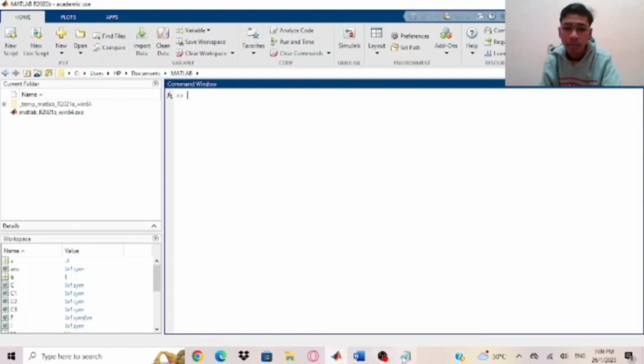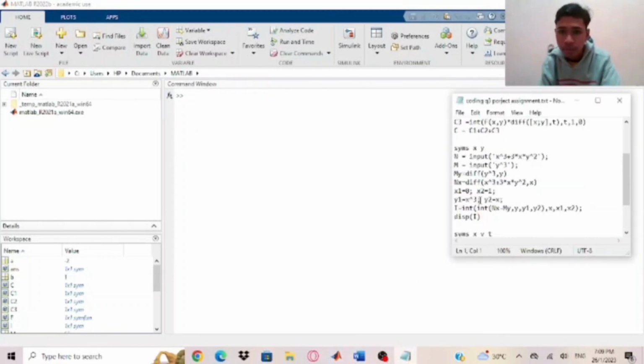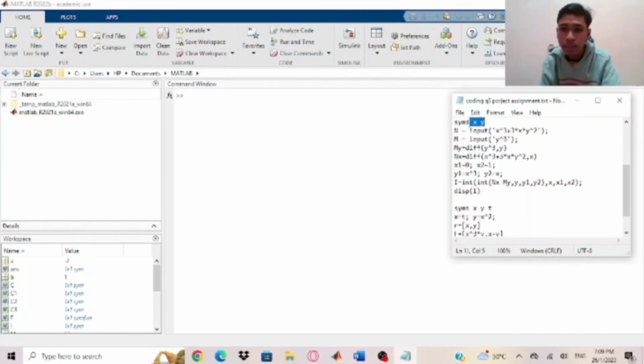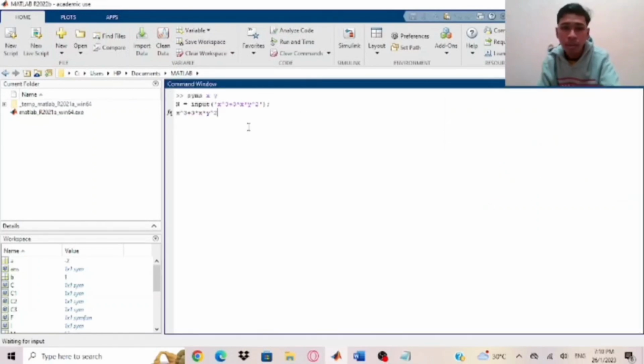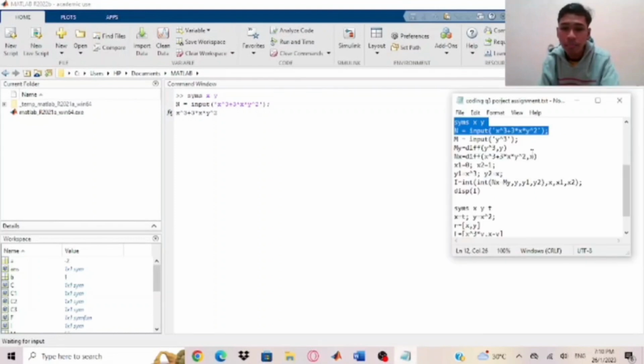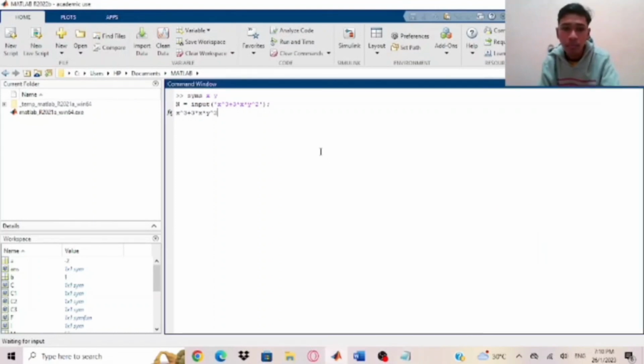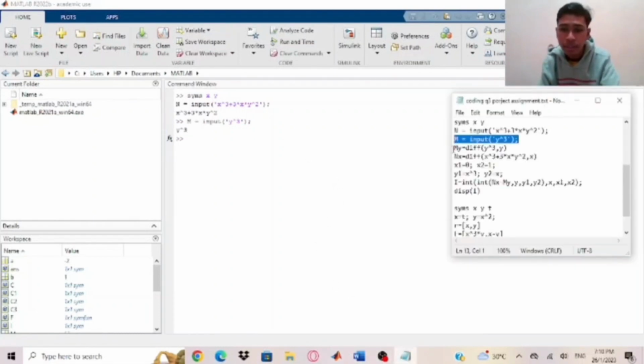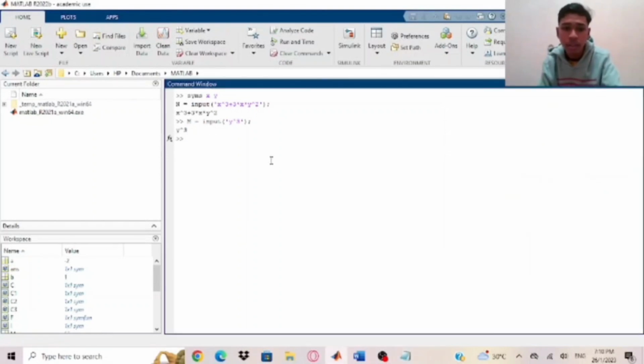Next is question 3C, which we need to use Green's theorem. In MATLAB, this is the coding that we need to use for Green's theorem. We have N, M, and for the M, after that we differentiate M with respect to y and N with respect to x. This is the answer after we differentiate.